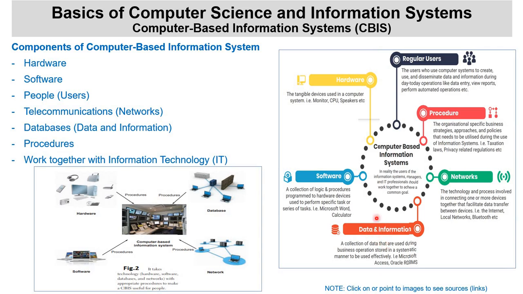And without all that, you still need to work with some kind of information technology process or tool to enable all this to go together. This is a typical look of what a computer-based information system looks like: database and networks and software and hardware put together in a certain way with certain procedures to work as you would like it.